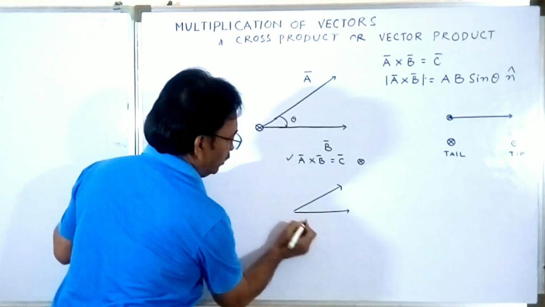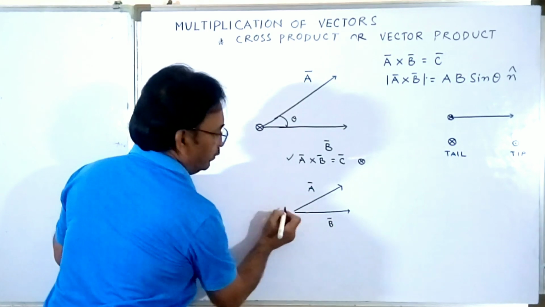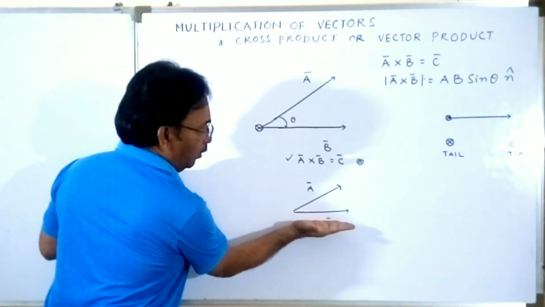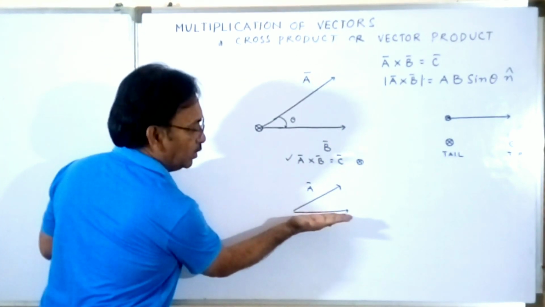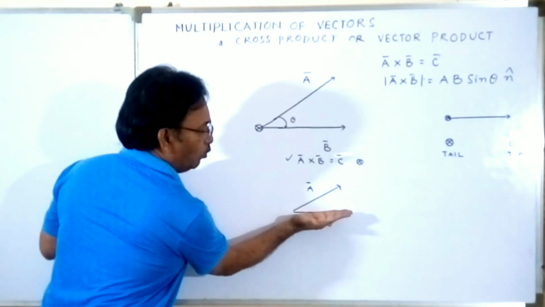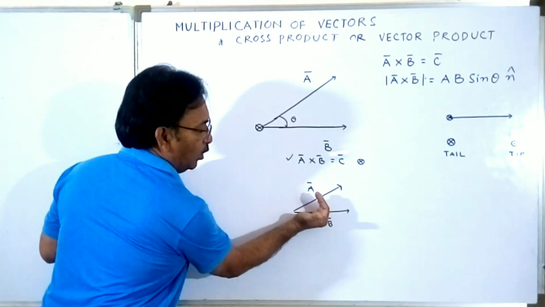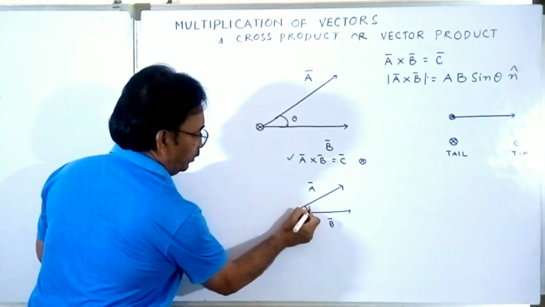I kept them like this. It's the vector A and it's the vector B. Now I am moving, I am multiplying B with A. Moving means multiplying. Here I have to keep the palm like this, and you have to curl your fingers for a smaller angle. This is the angle which is equal to theta.